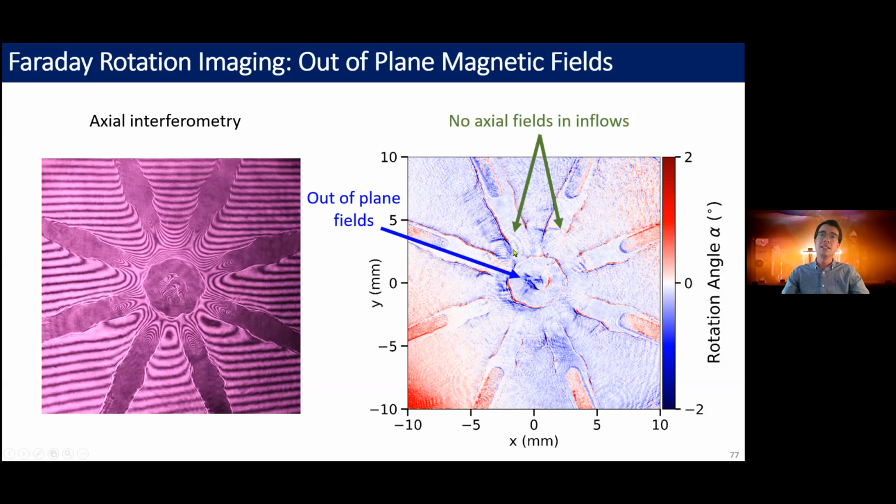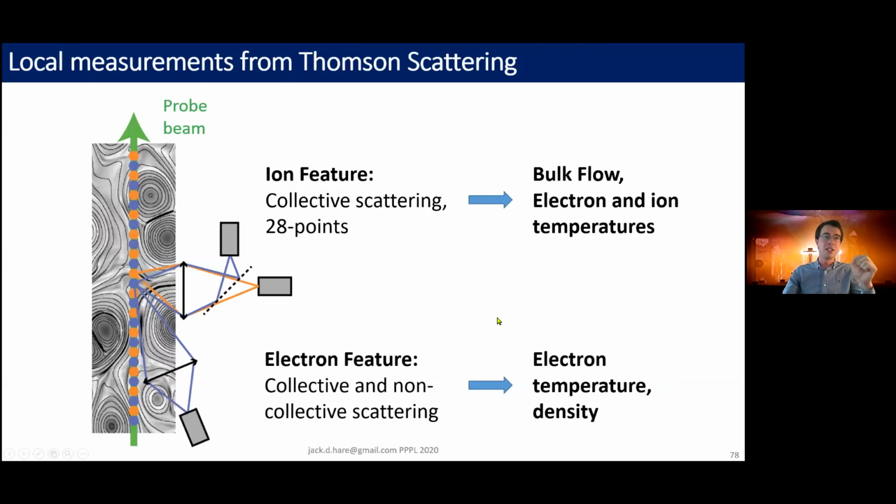So maybe we can learn something about the nature of that turbulence by studying the strength of these magnetic fields and also the spatial scales over which they occur. All the diagnostics I've talked about so far have been line integrated. And when we're studying turbulence, we're often interested in the local property.